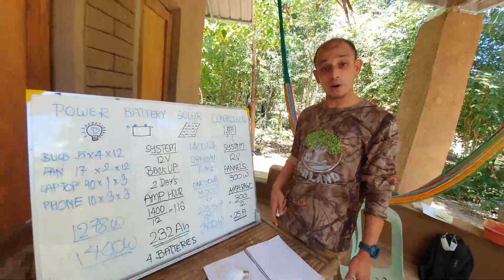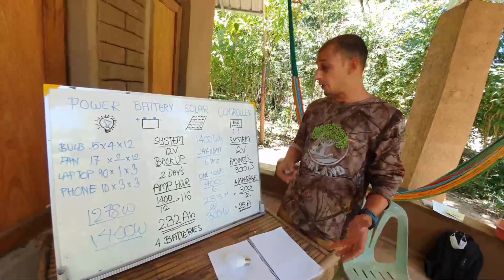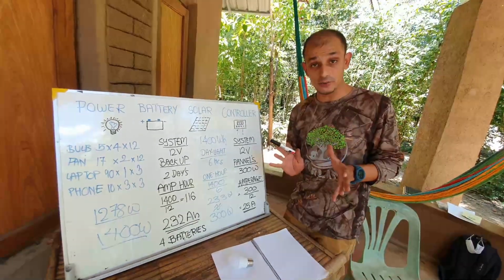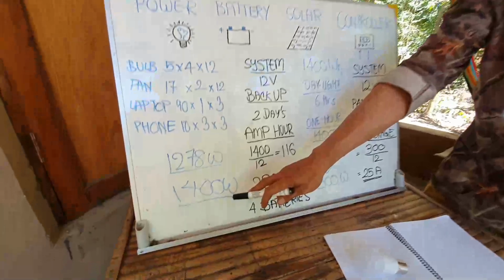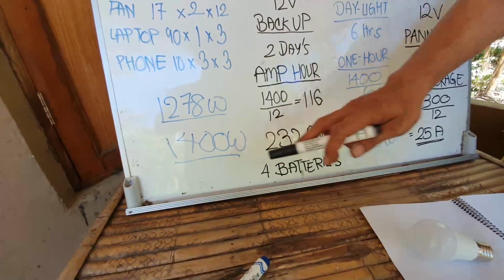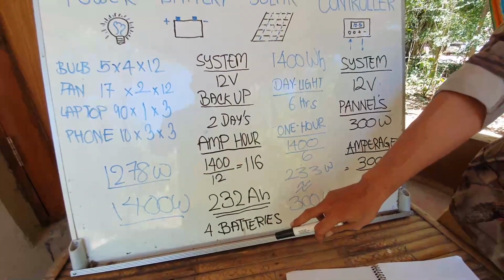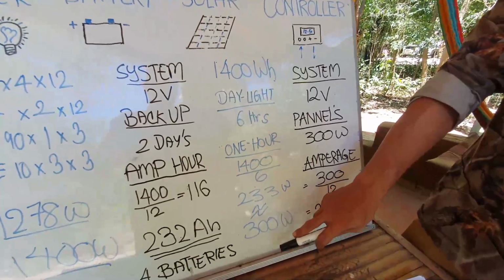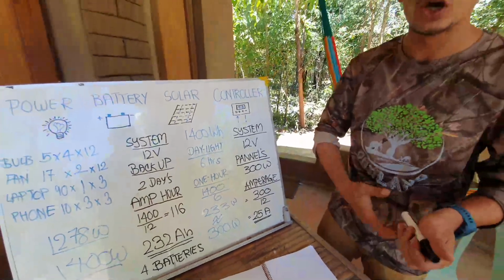So for the last part of designing the power system of the mudhouse, we need to choose our controller. Just as a recap, we already have our power, which is 1400 watt hours that we're using per day. We have our total batteries that we require, which is 4 batteries to manage our system, and our solar panels, which is one solar panel at 300 watts. Now, time to check out our controller.